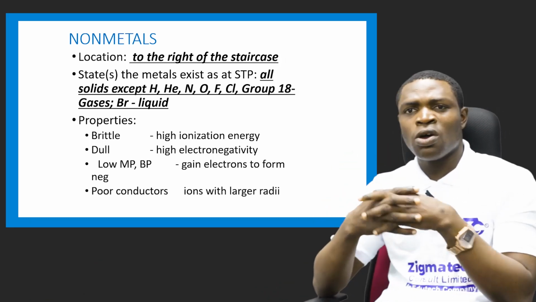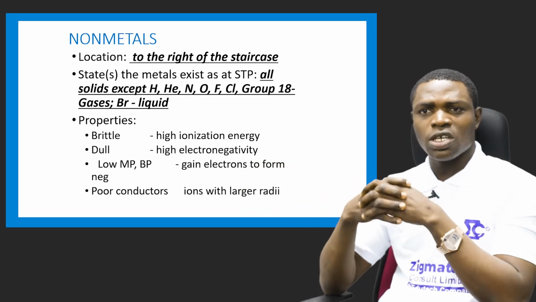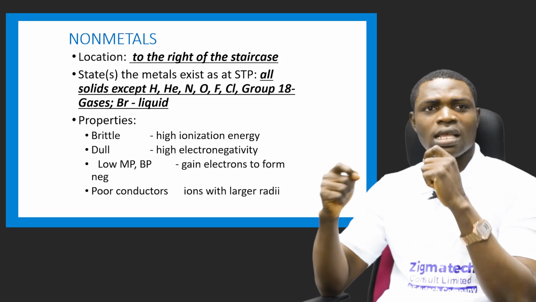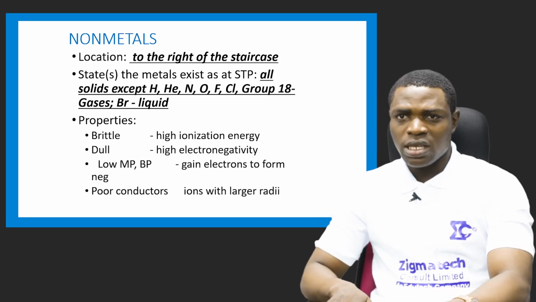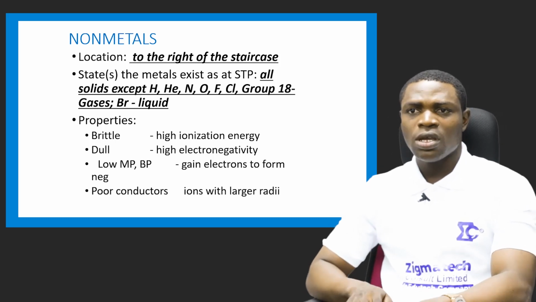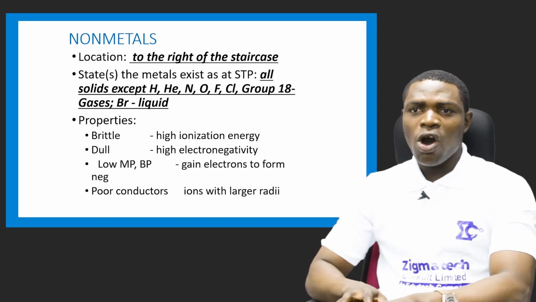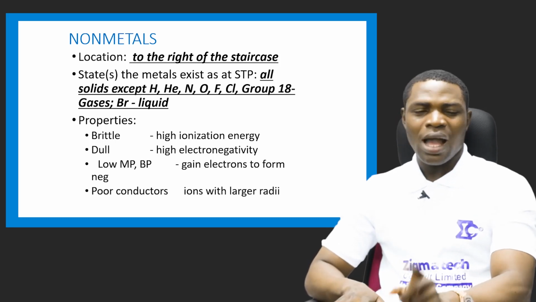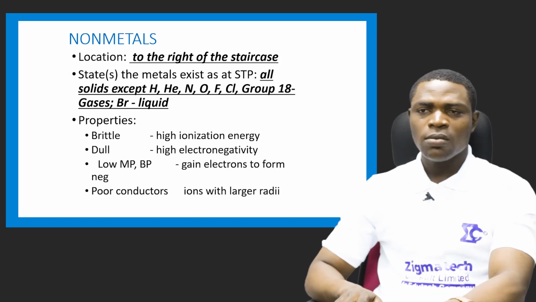Now, looking at the non-metals, they are located to the right of the staircase of the periodic table. Generally, at standard temperature and pressure, all are solid except for hydrogen, helium, nitrogen, oxygen, fluorine, and chlorine. Apart from these, all others are solid at, remember I said, standard temperature and pressure.